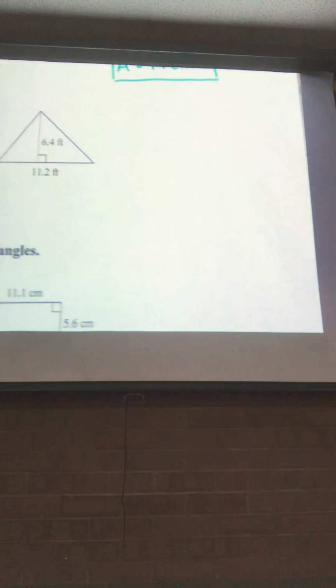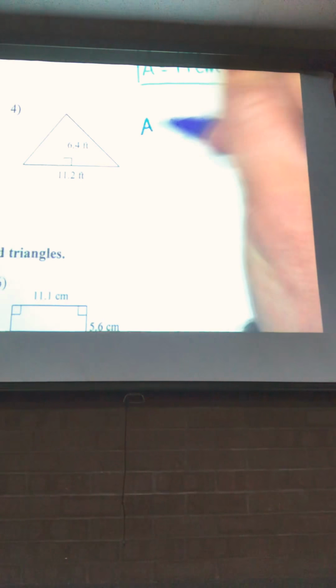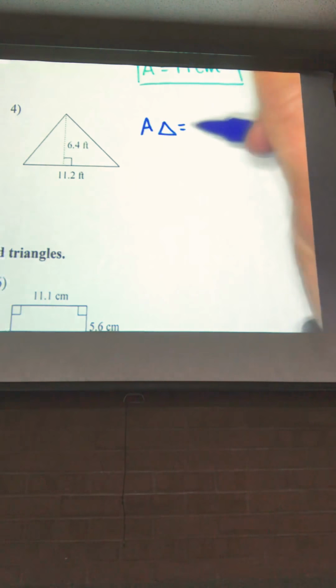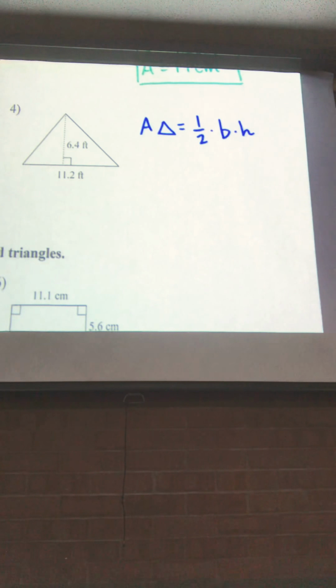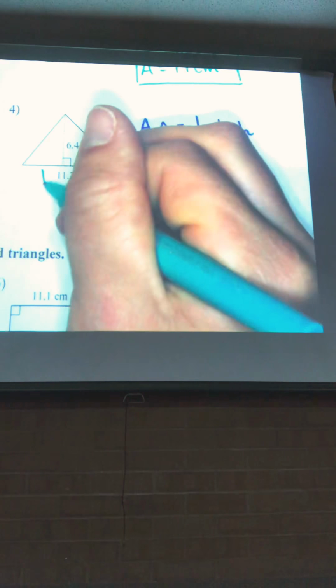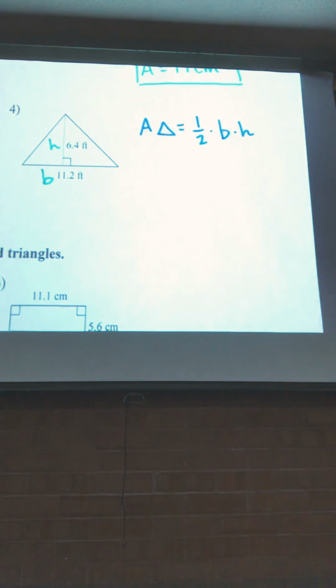Okay, number 4 is another triangle. I would love if you guys would practice writing the actual formulas. So the formula for the area of a triangle is 1/2 or 0.5 times base times height. We know that. Well, the base of my triangle, think the bottom, right here where it's standing. Base, and then how high my triangle goes. 6.4 feet is the height.